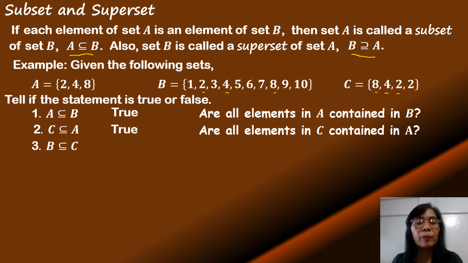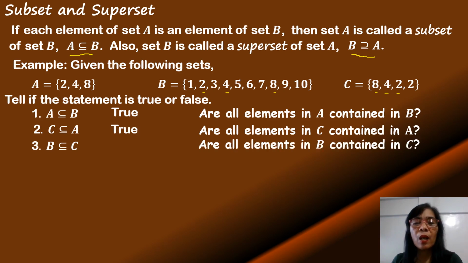Let us have this one. B is a subset of C. So the question is, are all elements in B contained in C? We look at the elements in B, 1, 2, 3, 4, up to 10. We compare that to the elements in set C. Obviously, there are lots of elements in B which are not found in C. So the statement B is a subset of C is false.